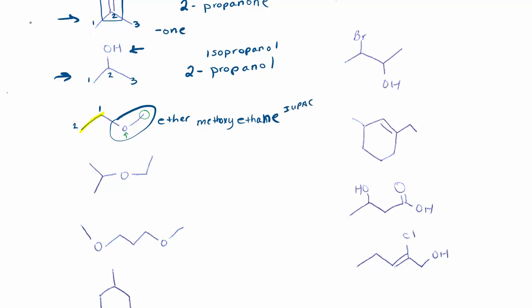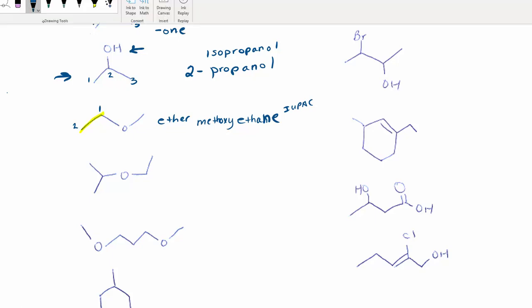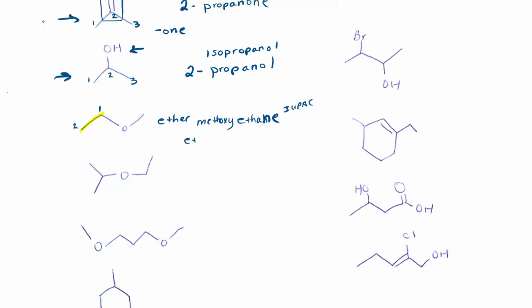The common name would be to name each arm of the ether and then add the word ether. So each arm means the left side here, that's an ethyl, and then the right side is a methyl, and then we would write the word ether. Ethyl, methyl, ether. And these bits get alphabetized. It's not left and right necessarily, it's alphabetical order. So that's the common name for an ether.